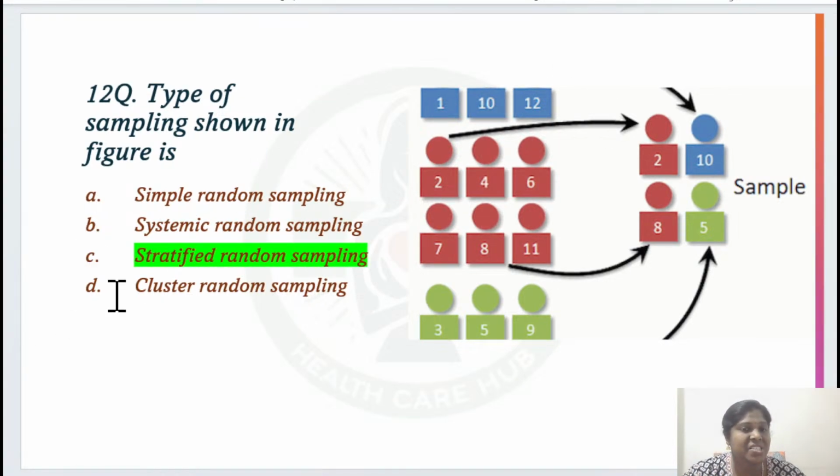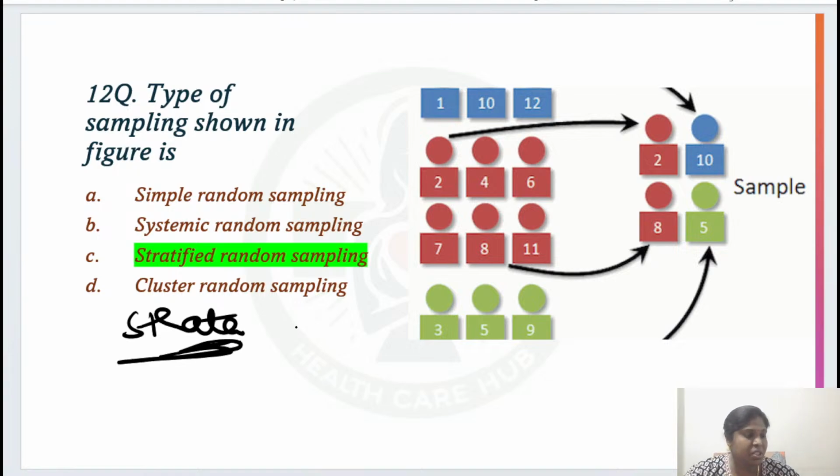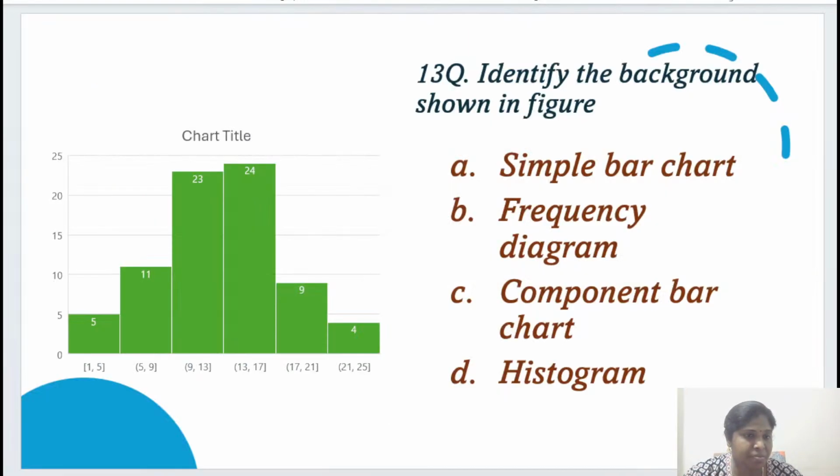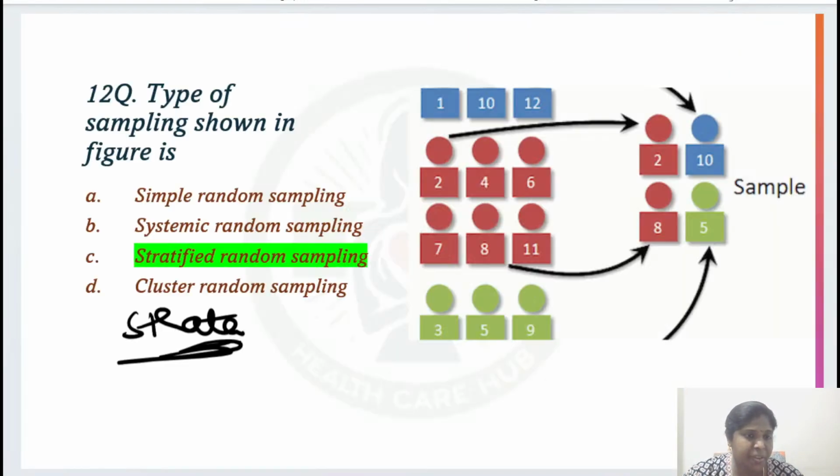So the answer is stratified random sampling. It's not simple. Here stratified, I have told you, we have divided them into different strata. It's not 12A, it's 12C. Next question.